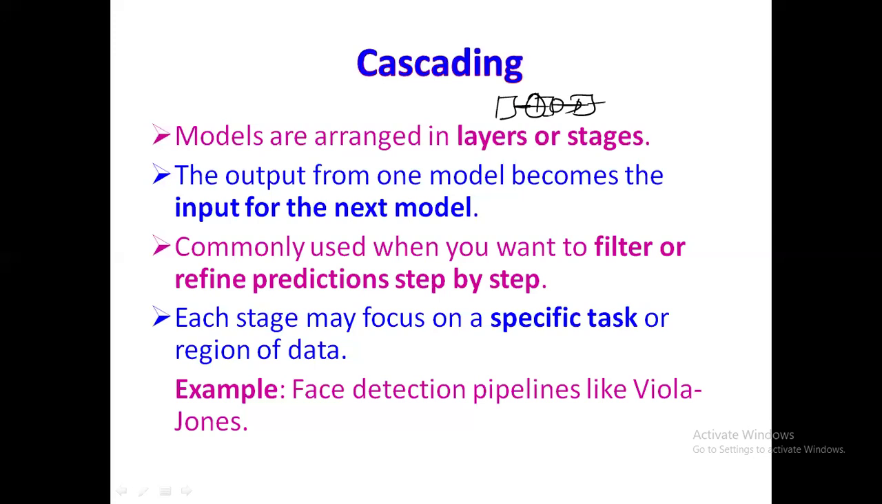Each model or stage can be specialized to handle a specific subtask or region of the data. Cascading is commonly seen in tasks like face detection, where early models eliminate obvious non-face areas and later models perform more detailed recognition. A classic example is the Viola-Jones face detection framework. So this is one best example for this.